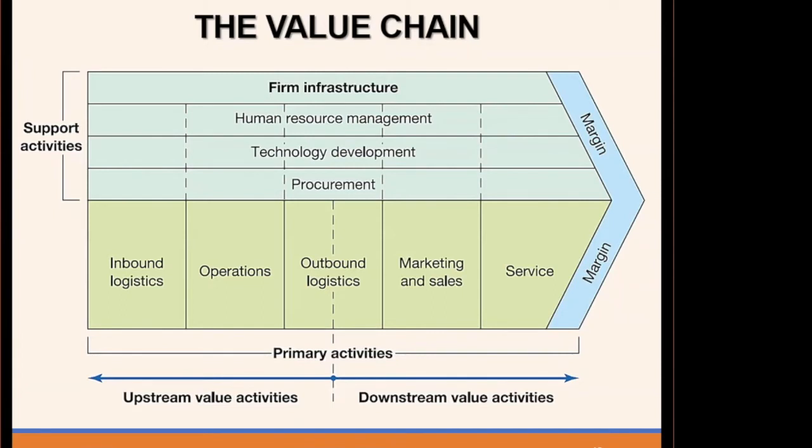We have the primary activities and the support activities. And the primary activities include everything from inbound logistics to operations, to outbound logistics, to marketing and sales, and then to service. And then the support activities include firm infrastructure, human resource management, technology development, and procurement. Now, upstream value activities involve the activities that involve converting the raw material, right, into the finished product. And downstream value activities involve moving the finished product to the final consumer.